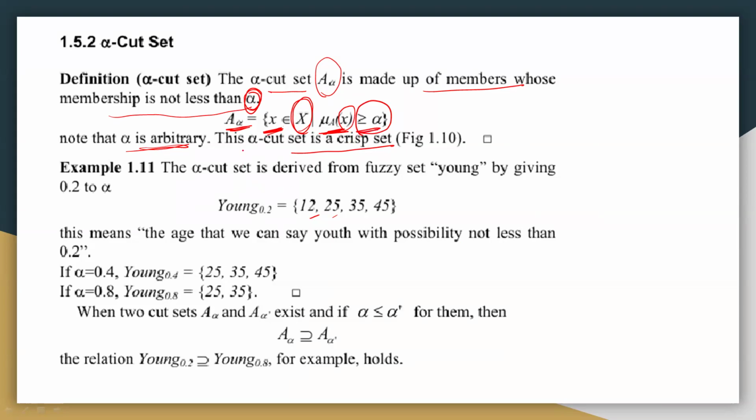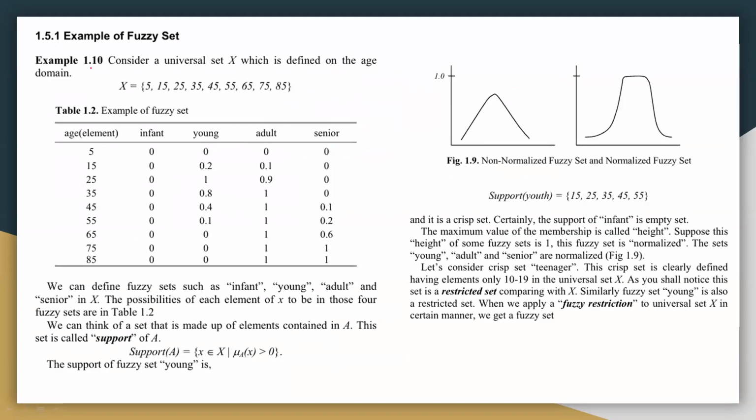So an example can be shown here. In order to understand this example 1.10, we need some background. You have a universal set X with values 5, 15, 25, etc., till 85. This is basically the age of a person. We have seen this example before in the previous classes. If the age of a person varies from 5 to 85, we classify it as different fuzzy sets named infant, young, adult, and senior. Infants are not in any category, so all the memberships were zero.